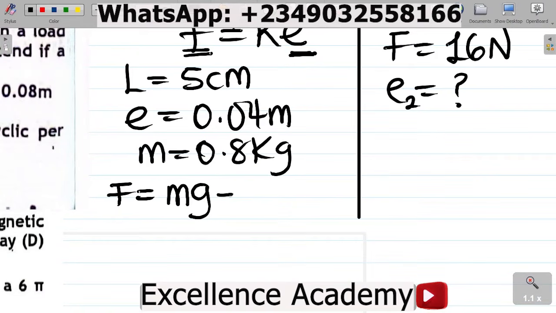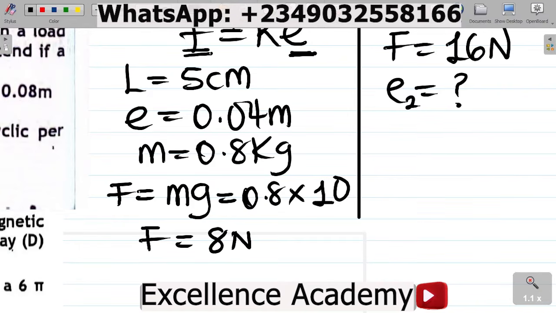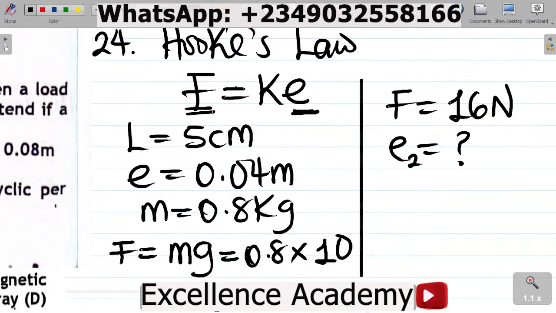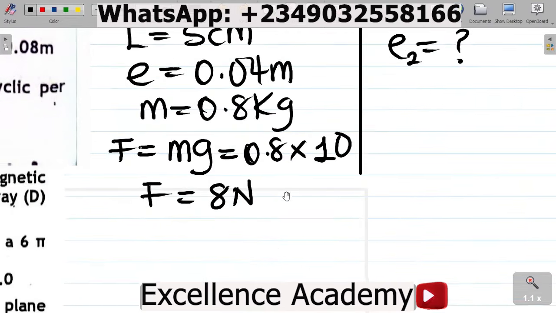That means force is equal to mass 0.8 times gravity, which you're asked to use 10, not 9.8. So F is equal to 0.8 times 10, which gives you 8 Newton. Now, in the first case, I have the value for force and also extension. Let's get the value of K, which is the constant.